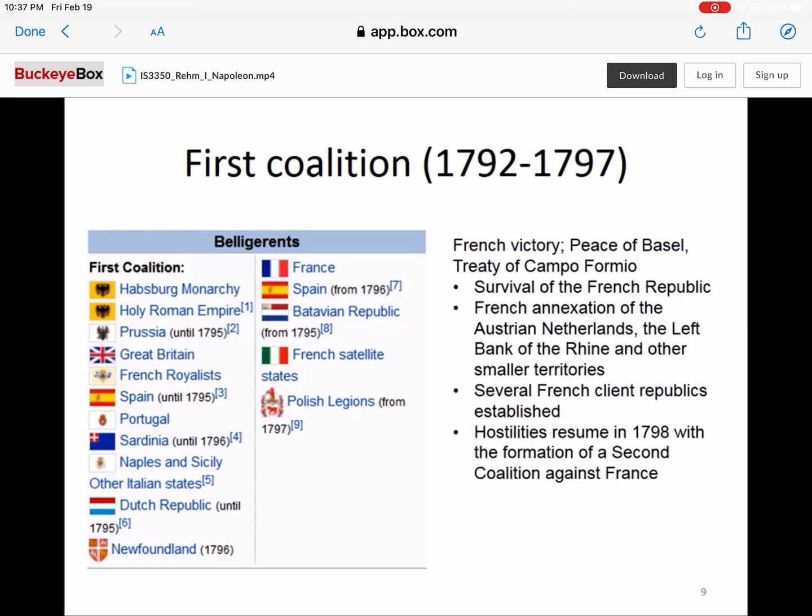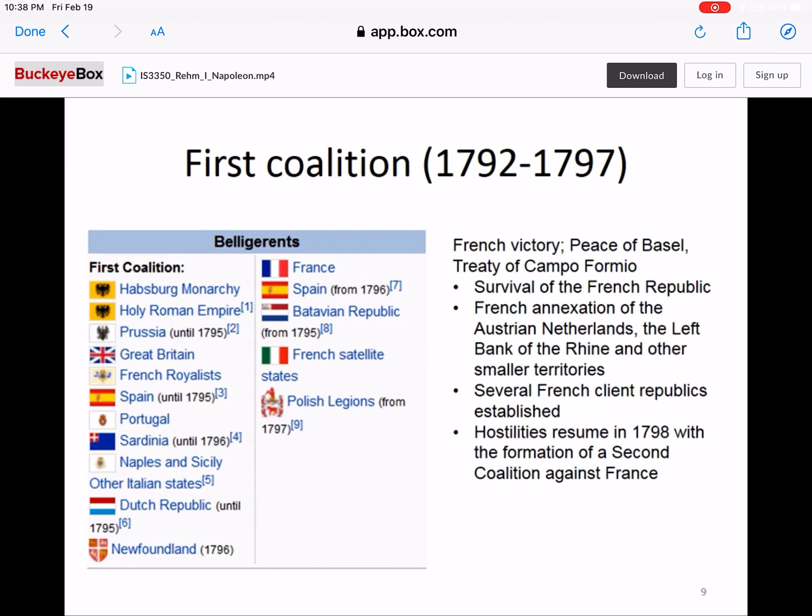I will browse through these coalitions pretty quickly. The main point I want to make here is that they were shifting. So you have, on the one hand, in the first coalition, for example, the Habsburg monarchy, the Holy Roman Empire, which still exists, together with Prussia, Great Britain, Spain, Portugal, and some other countries fighting against France and Spain, and some French satellite states.